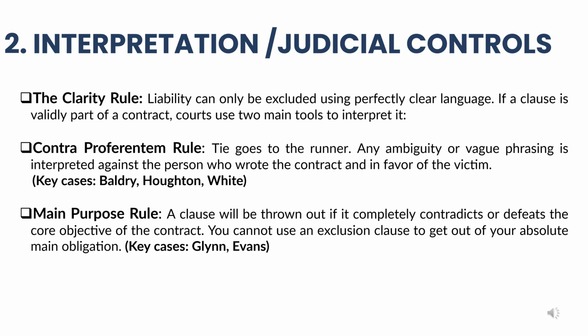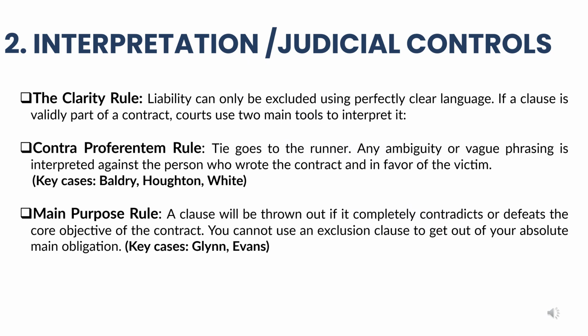The first judicial control is the doctrine of Contra Proferentem. Under this rule, any ambiguity in an exclusion clause is interpreted against the party who drafted or seeks to rely on it. In practice, this means that where a clause can have two meanings, the court will choose the interpretation that favors the claimant rather than the defendant. Cases such as Baldry v. Marshall, Houghton v. Trafalgar Insurance, and White v. John Warwick demonstrate how strictly courts approach unclear wording.